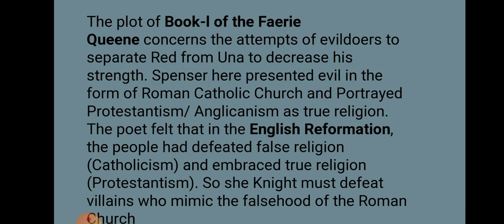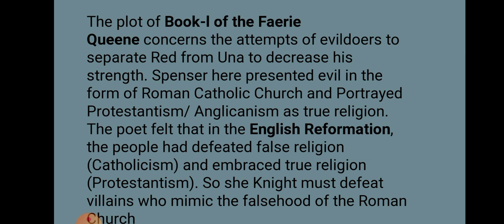So we can see over here the plot of Book 1 of The Faerie Queene. It concerns the attempts of evildoers to separate Red Cross from Una to decrease his strength. Spenser here presented evil in the form of the Roman Catholic Church and portrayed Protestantism as true religion. The poet felt that in the English Reformation, the poet had defeated false religion. So according to them, false religion is Catholicism.